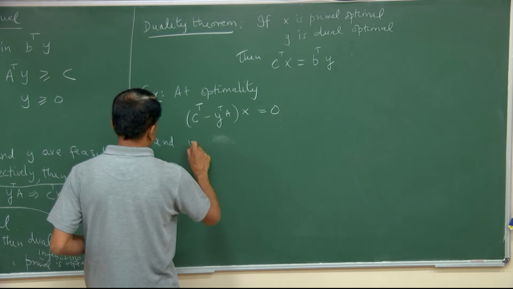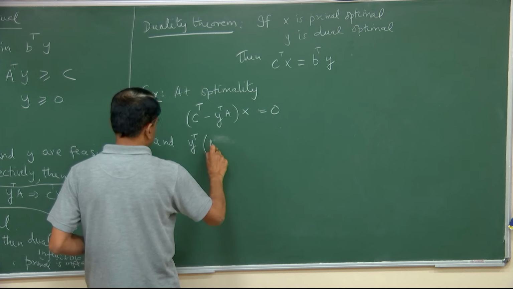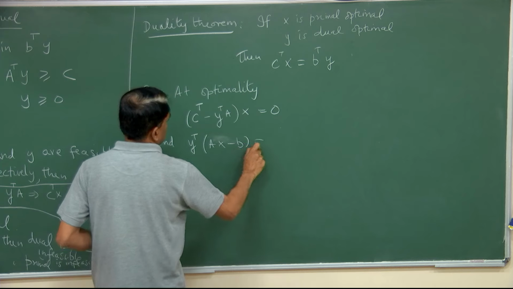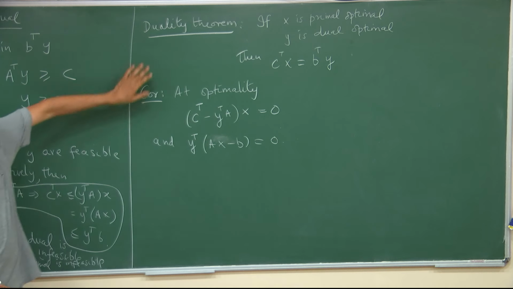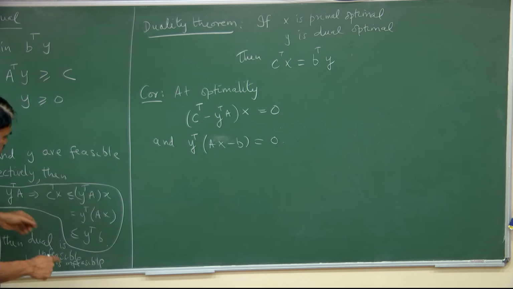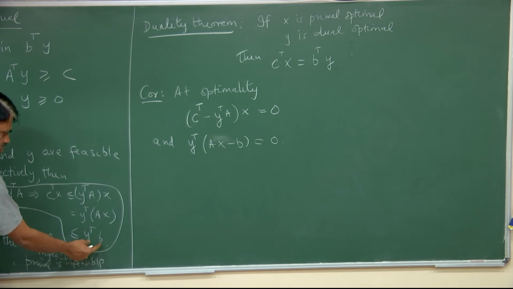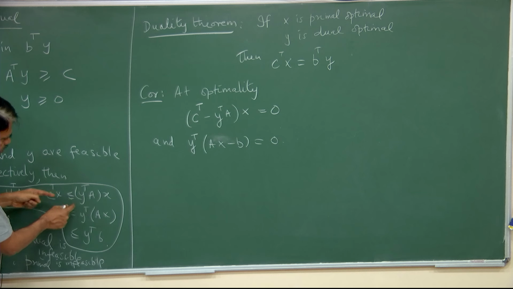Yeah, Y transpose (Ax - b) equals 0. Because of duality, these two constraints are the same, and these two values are the same, which means these intermediate things are actually equalities. That's all I'm saying. So let's see what this is saying.